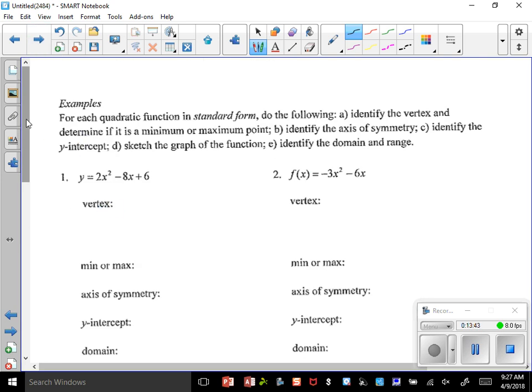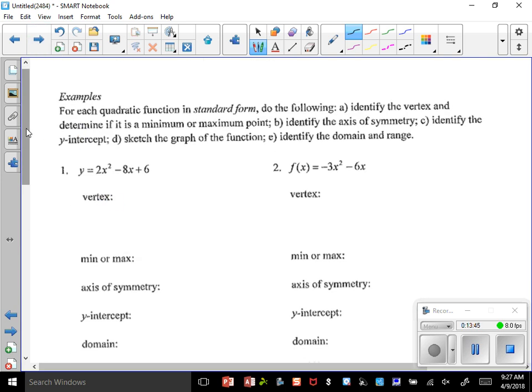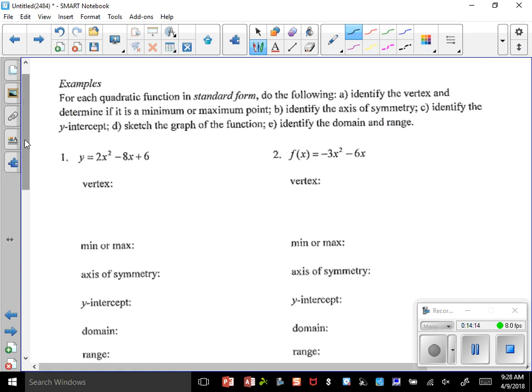So on this page here, page 4, it says for each quadratic function in standard form, do the following. We're going to identify the vertex and determine if that vertex is a maximum or a minimum point. We're going to identify the axis of symmetry, so I'll walk you through that. Determine what the y-intercept is, and then it says sketch the graph of the function and identify the domain and range. Okay, so that's a lot, but it's pretty easy to do.